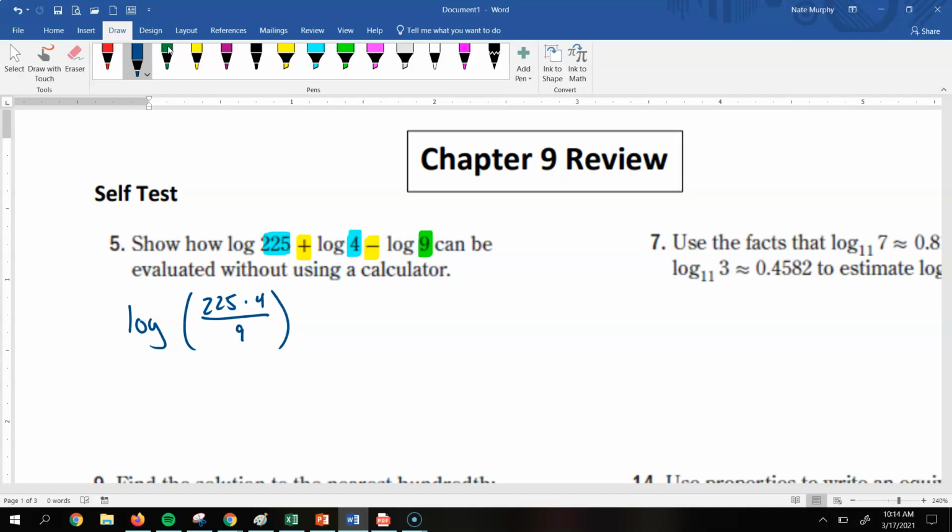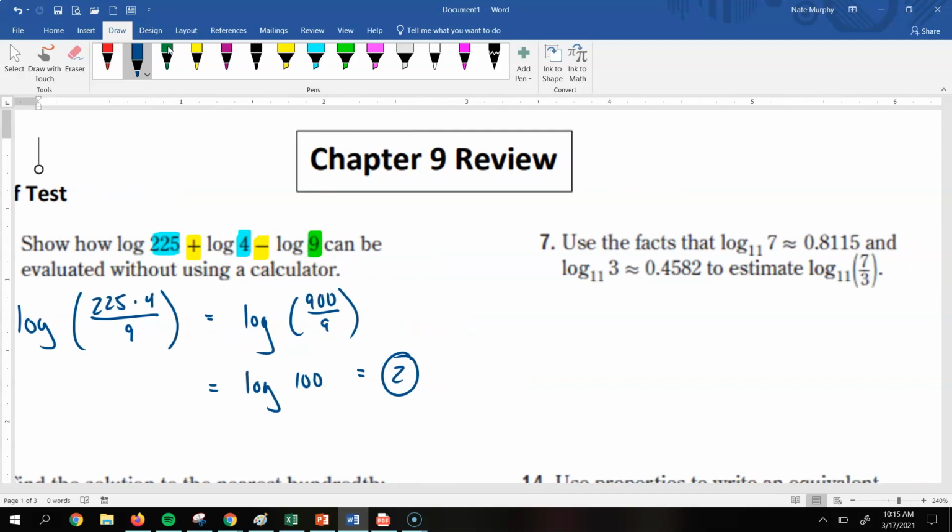Well, if you take 225 times 4 on your calculator, you're going to get 900 as your answer. So we'd have the log of 900 divided by 9. And 900 divided by 9 is 100. So we have the log of 100, which hopefully you recognize is 2. So that's how you would do that without a calculator. If this was a test question, I would need to see your work. If you just wrote down 2 as your answer, I'm not going to give you complete credit for that.